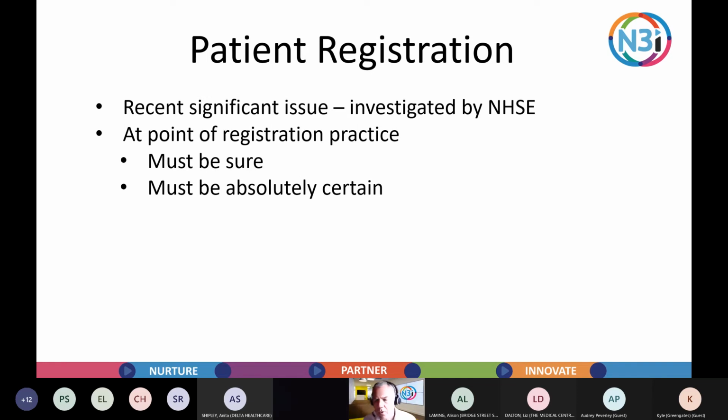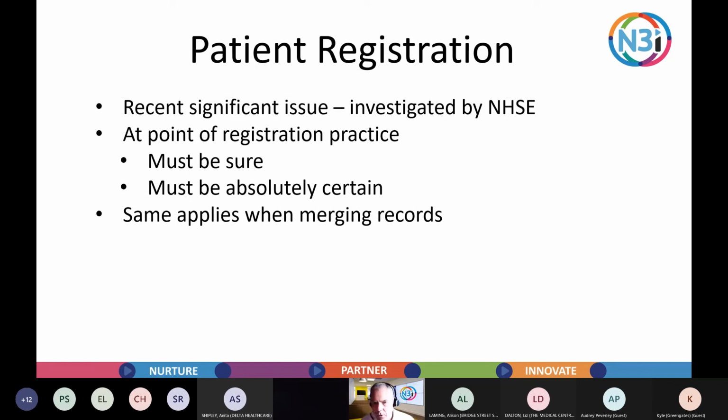I'm sure this is the person who they say they are and stuff like that. Ask them just to be absolutely certain, because the implications of getting it wrong are so significant, as has been seen. We really must be at that level of being certain of the registration when we're doing this stuff. And the same applies when you're merging records.